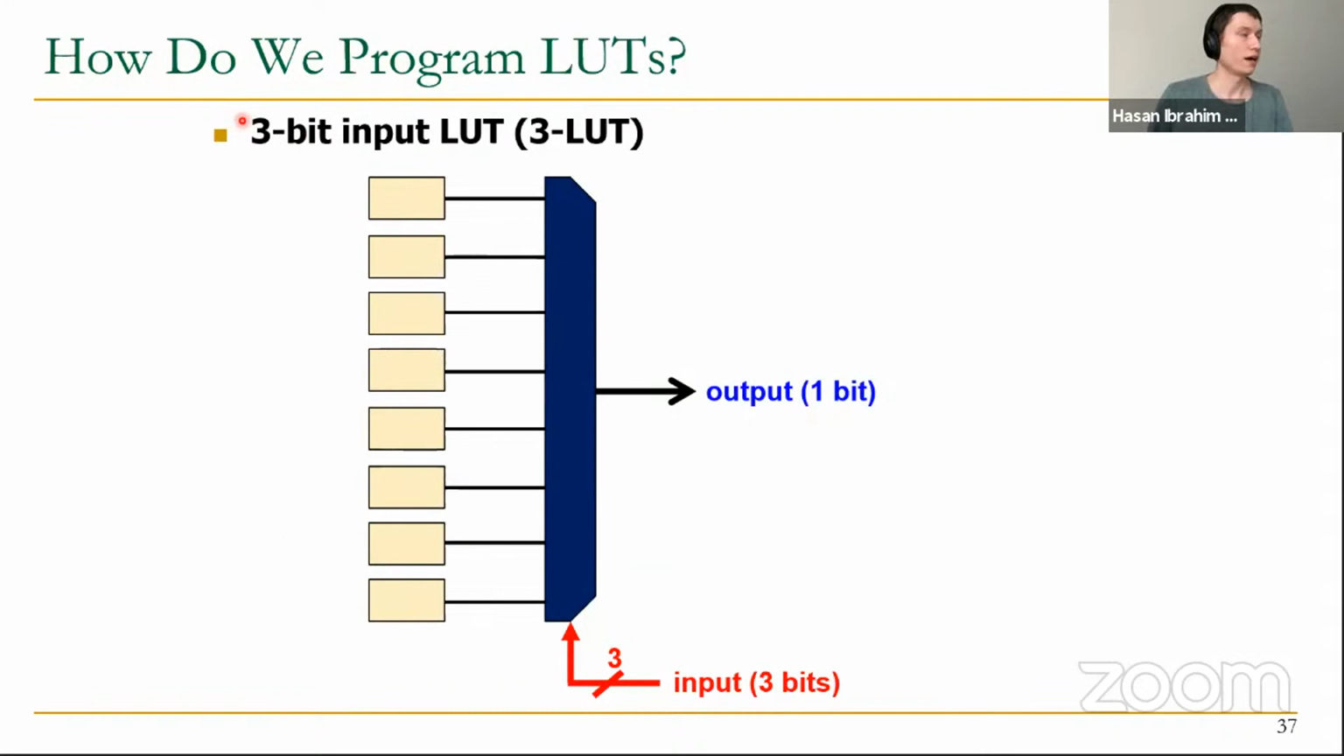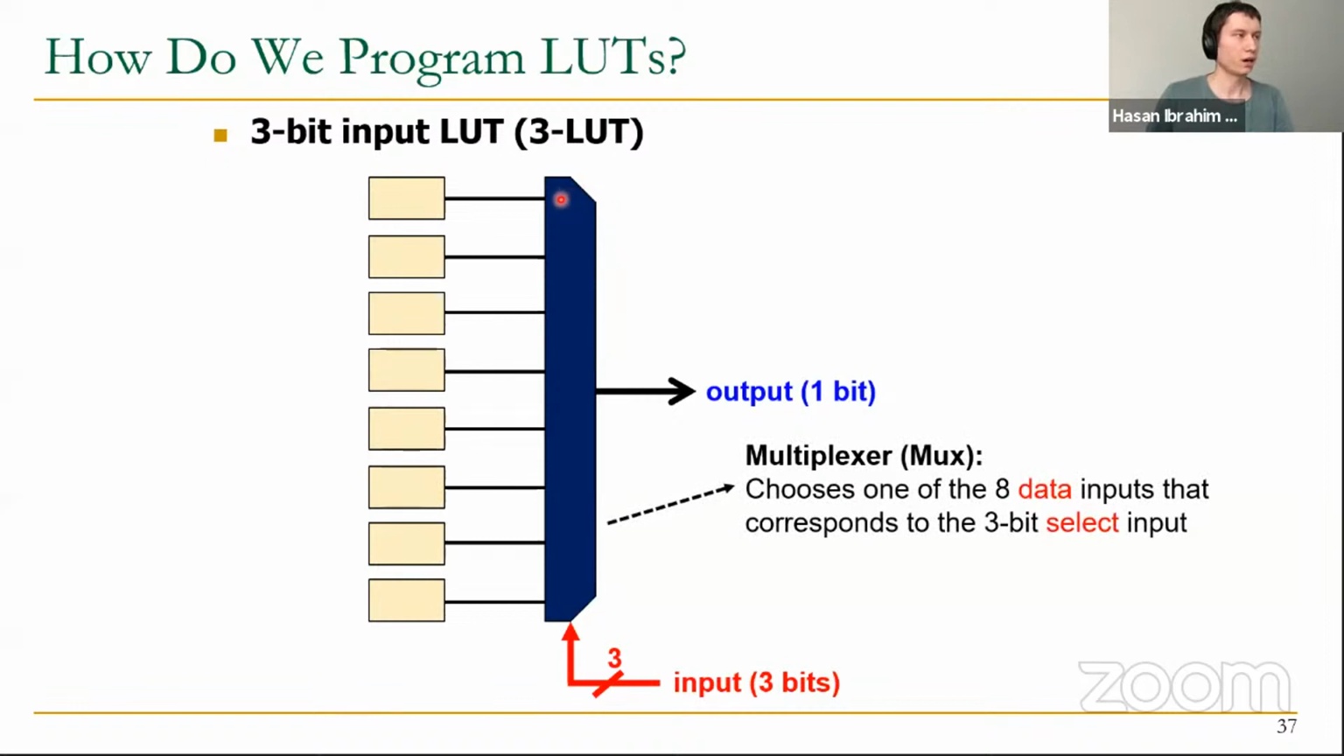Okay, so how do you program those FPGAs? Specifically, let's look at how you program these lookup tables. In this example, I'm showing a 3-bit input lookup table. This means that we have 3 bits to select which of the storage bits we want to output. If this was a 2-bit input lookup table, then we would have only 4 of those storage bits, and 2 select bits over here at the bottom.